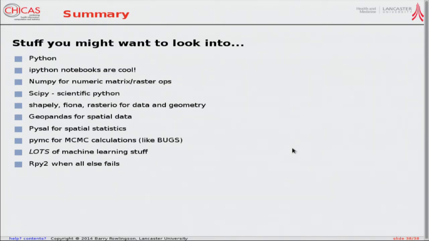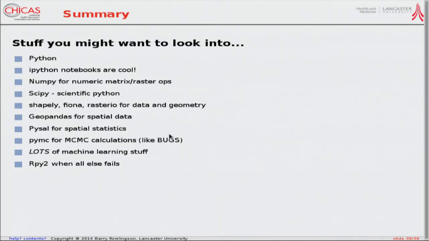So, a quick whizz through interesting things from that. Maybe you'll take one or two of these away with you, or at least know that they exist. You might want to look into Python. IPython notebooks are pretty cool; I've only scratched the surface on that. There's NumPy for doing numerical things when you do a lot of numerical stuff. There's SciPy, which has all sorts of scientific functions in. Shapely, Fiona and lately Rasterio for doing raster reading. GeoPandas for spatial data, and there are developments going on there. There seems to be this PySAL thing for doing spatial stats.